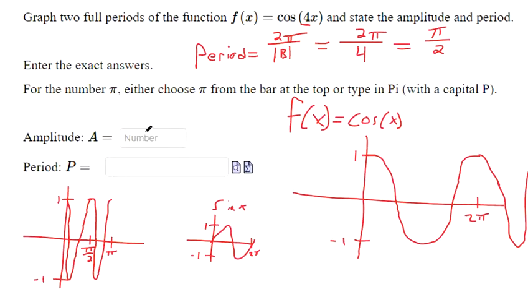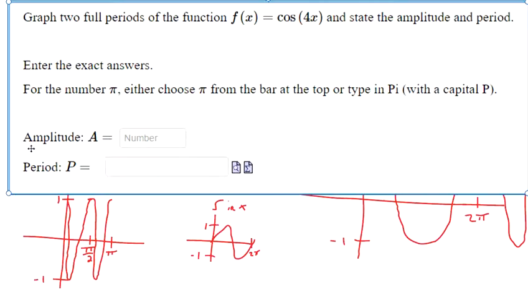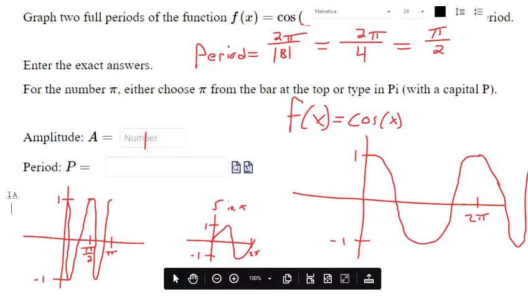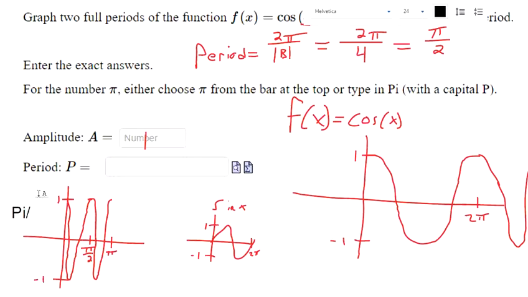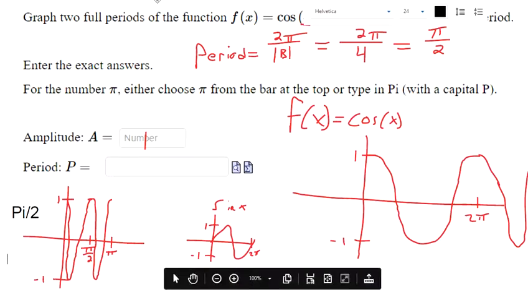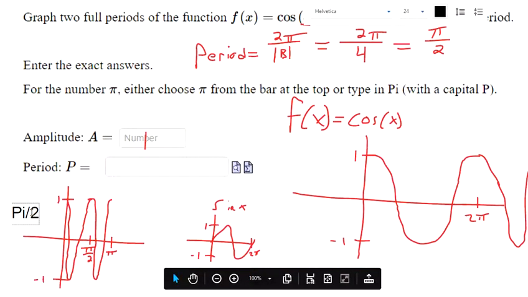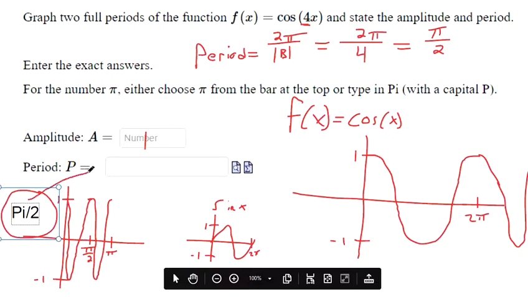Okay, so the amplitude is 1 for our function because the number attached to cosine is 1. And the period, we already calculated that up here, it's pi over 2. So when you type this in, you're going to want to type capital P, lowercase i, and then the division symbol 2. So that's how you type this answer in so that Mobius is happy. This is what you would type in for your period.